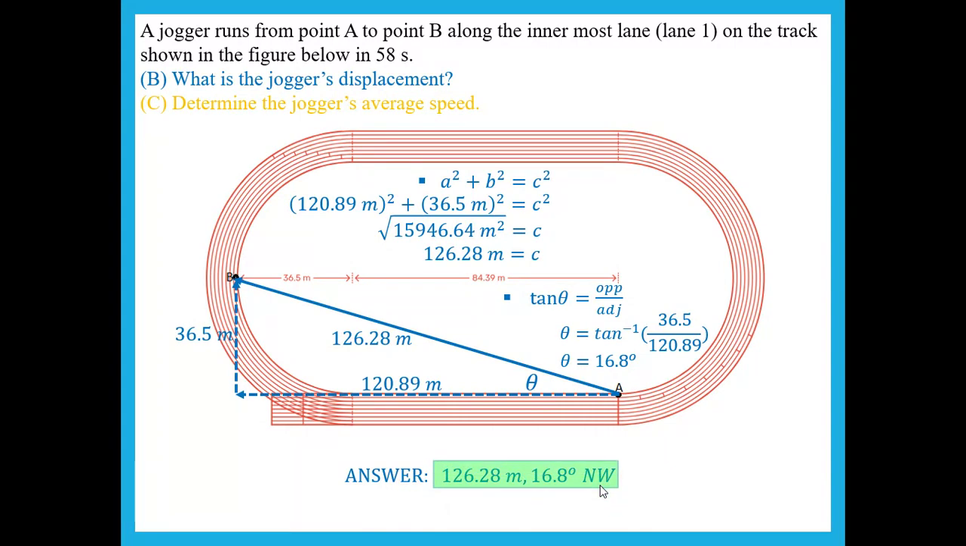Part C asks you to find the jogger's average speed. This is pretty light work. Average speed is simply distance divided by time. We already know the distance. We calculated it in part A, which is 256.4 meters. And the time is given in the statement as 58 seconds. If you simplify that on your calculator, you get approximately 4.42 meters per second. Average speed here is a scalar, so the magnitude is what you're looking for.